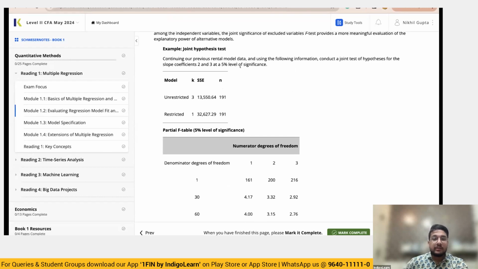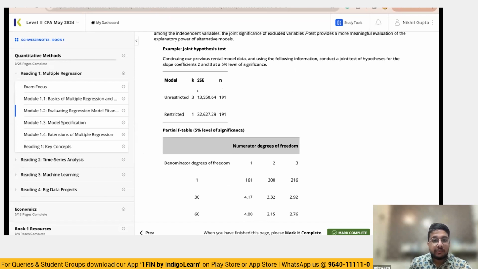Now we are continuing with the rental example only. Now you have to do a hypothesis test for slope coefficient at 2 and 3 at a 5% level of significance.